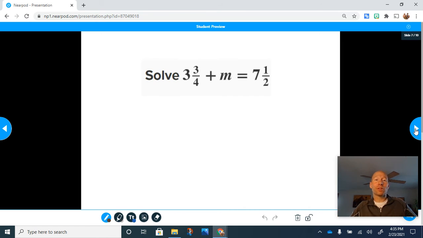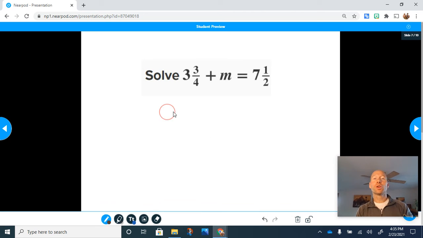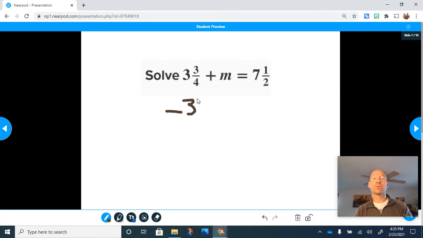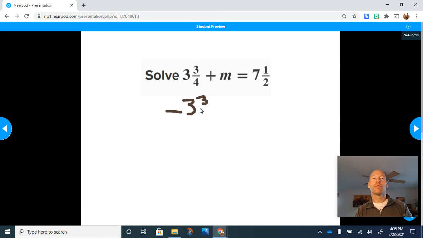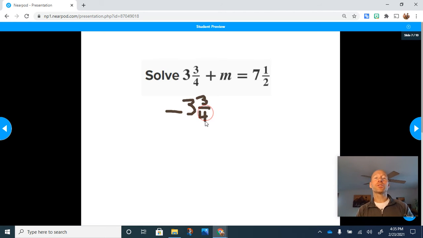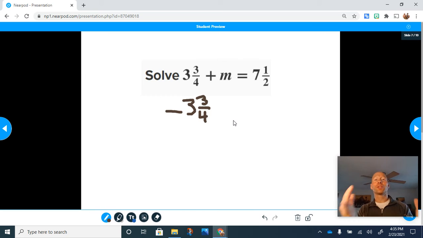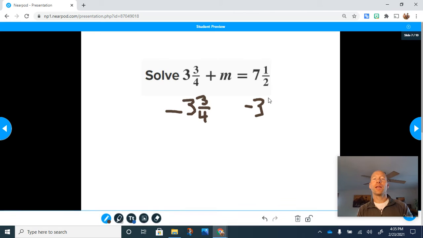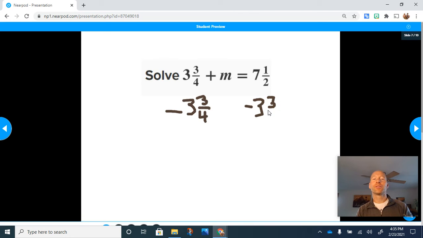These are not whole numbers, they're fractions, but we need to subtract 3 and 3/4 from this side of the equation, minus 3 and 3/4 on the left side of the equation. And if we're subtracting 3 and 3/4 from the left side, what do we need to subtract from the right side? The same thing. We have to do the same thing on the left as we do on the right. So we're going to subtract 3 and 3/4.